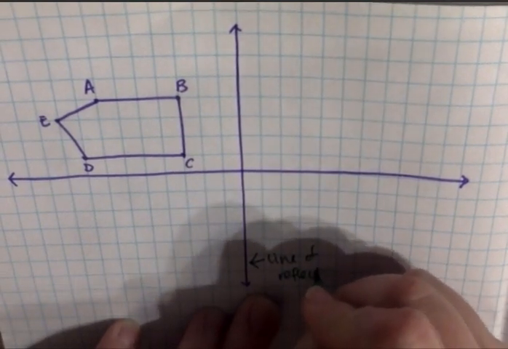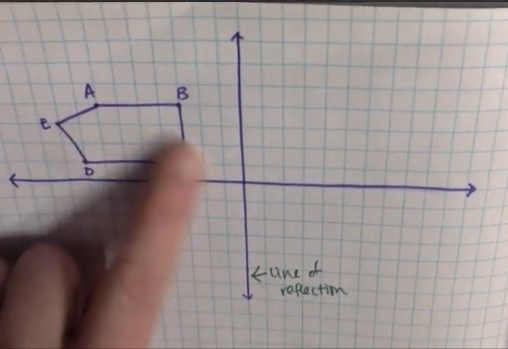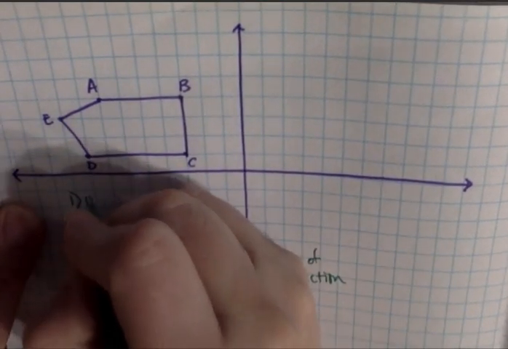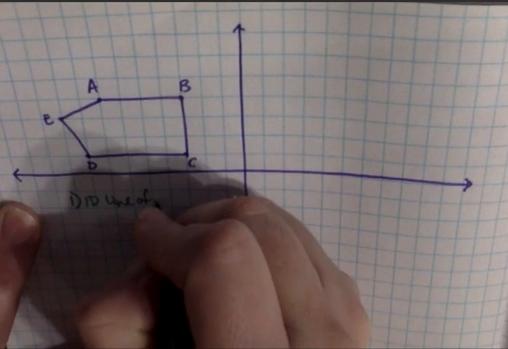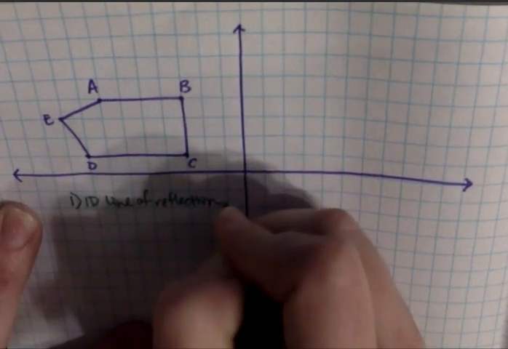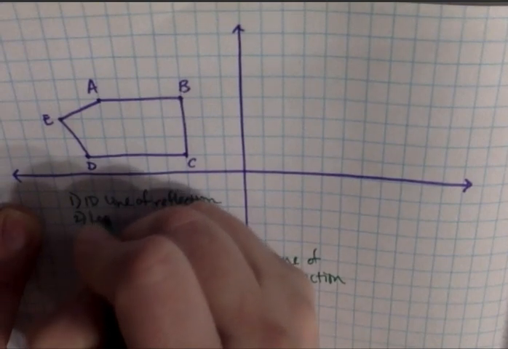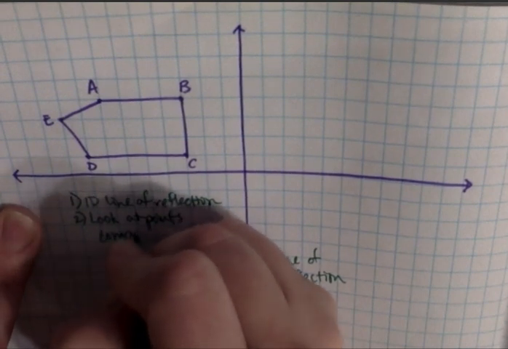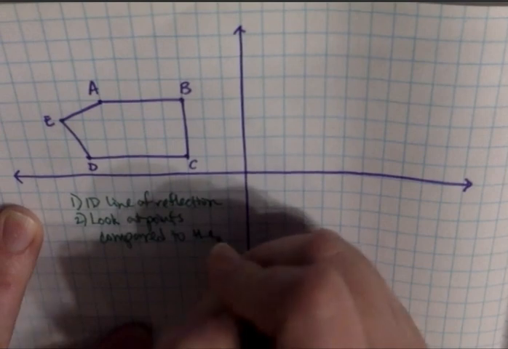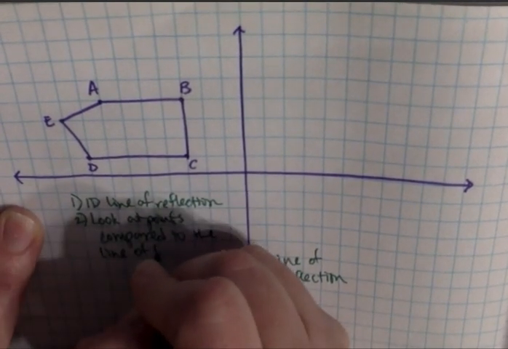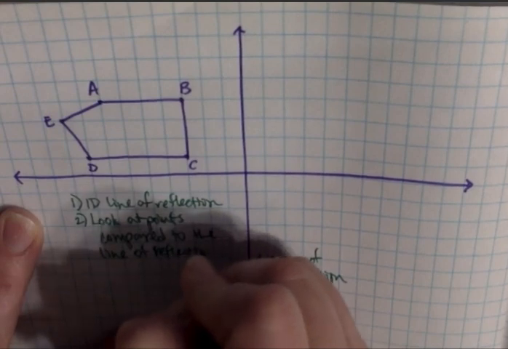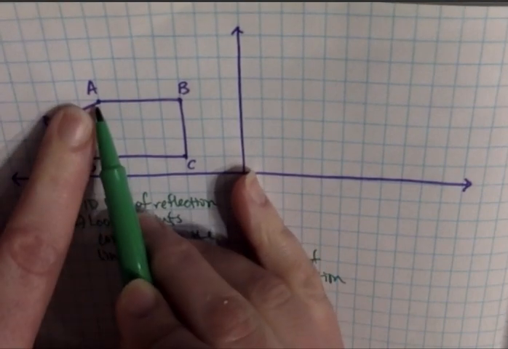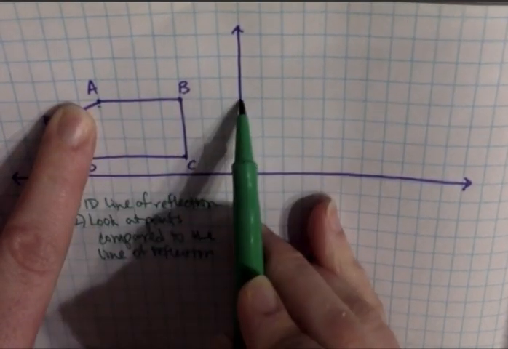After I do that designation, I'm going to look at all of my points. Some of the steps that I'm going to take are these. First, I'm going to identify my line of reflection. Then I'm going to look at the points compared to that line of reflection. What I mean by that is I am going to look at this point A, for example, and look at how far away this point is from the line of reflection.